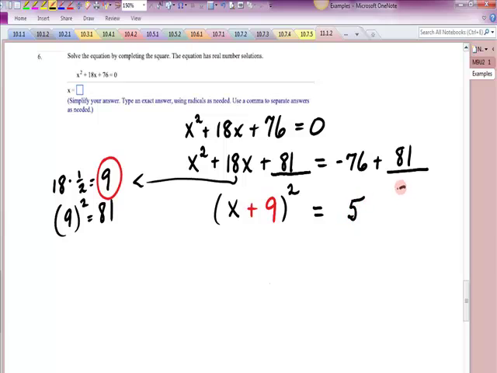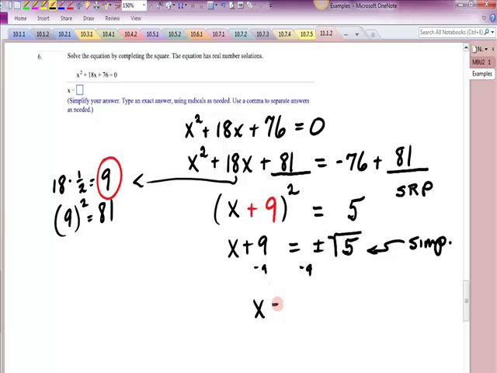It's time to use the square root property, and I've abbreviated that. So the square root of this side is x plus 9 equals plus or minus the square root of 5. Can you simplify? The answer is no, so leave it. Subtract 9. X is equal to negative 9 plus or minus the square root of 5.